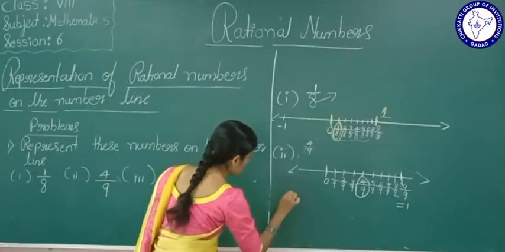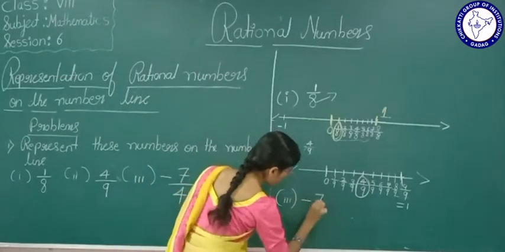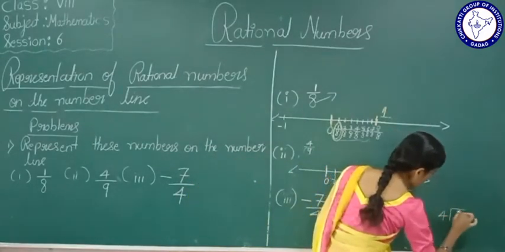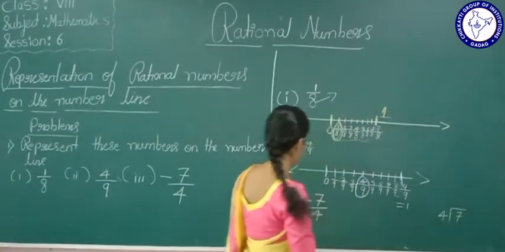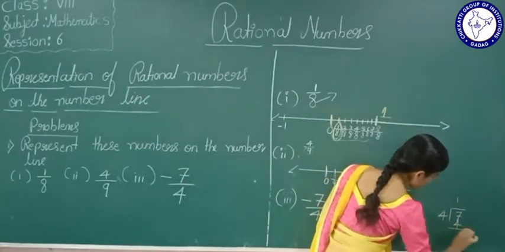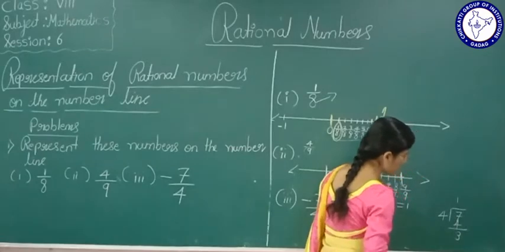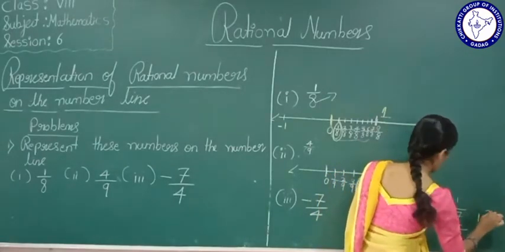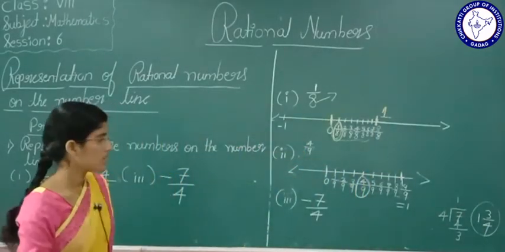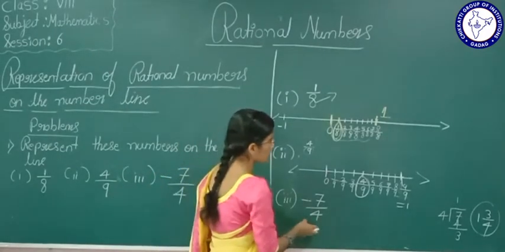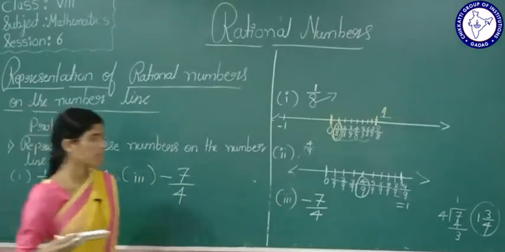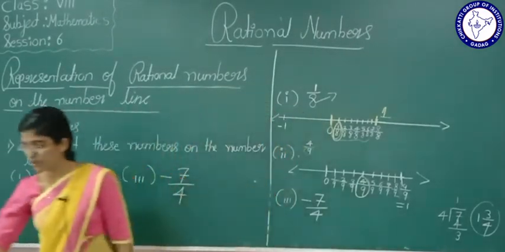So third one, we will see how to represent minus 7 by 4. Now tell me, where will minus 7 by 4 lie? We will divide and see. 4 ones are 4. 7 minus 4 is 3. 1 integer 3 by 4. Definitely this will lie between minus 1 and minus 2. Now we will represent this.